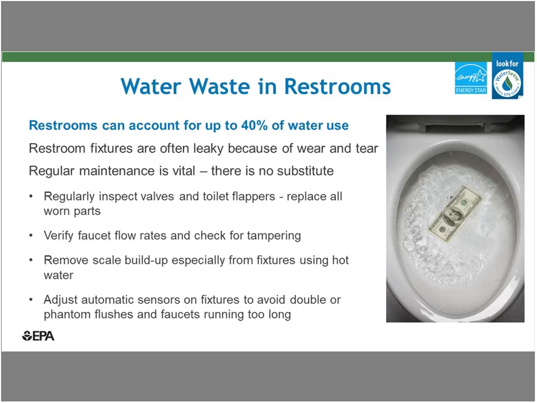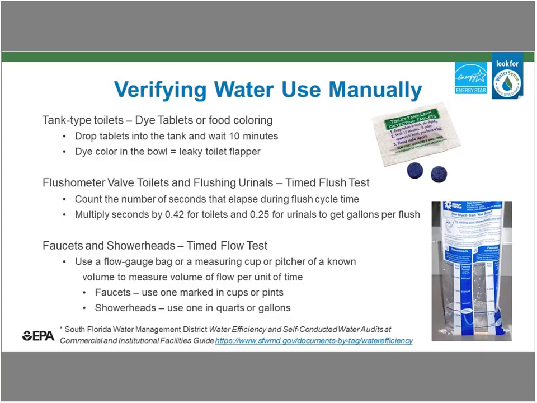And if you have any automatic sensors on faucets or toilets, you want to make sure that you calibrate or adjust them often, because sometimes if they're not calibrated right, they can double flush or have phantom flushes when nobody's there, or the faucets could be running much longer than the manufacturer recommends. So these are some specific things to look at, especially in the restroom area, because they are used all the time.